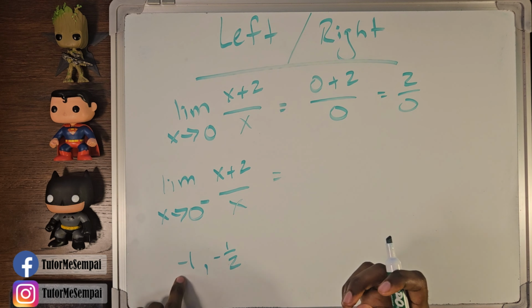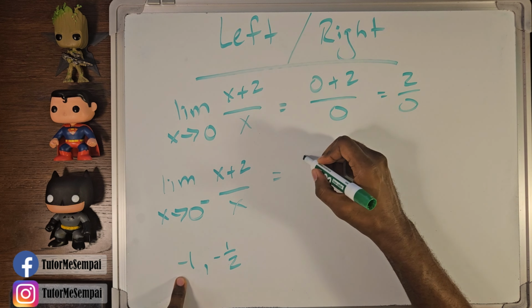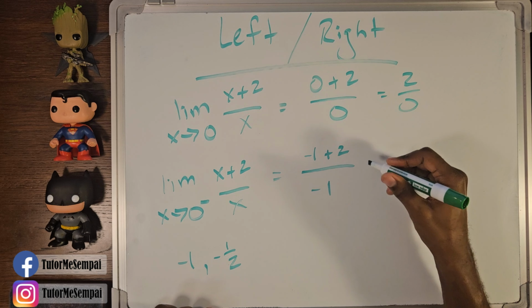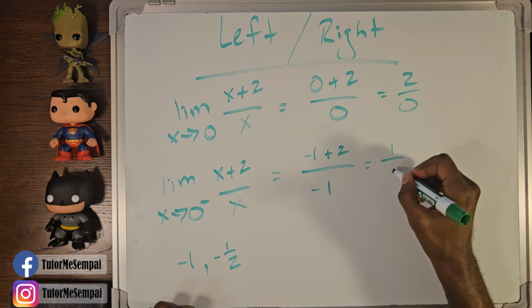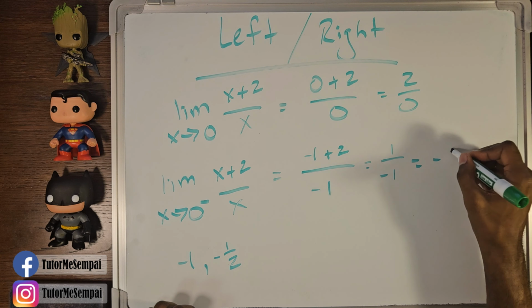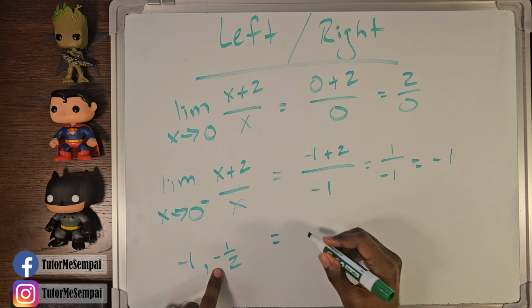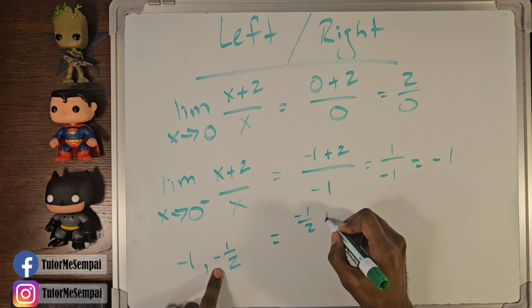So let's start with -1. When we plug in -1, we're going to get the following. You have -1 plus 2 over -1, and this is going to be 1 over -1, which gives you -1. How about when you plug in your -1/2? You're going to have the following.